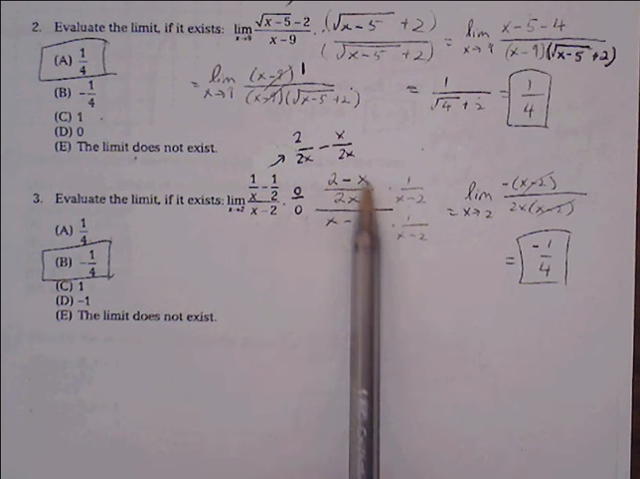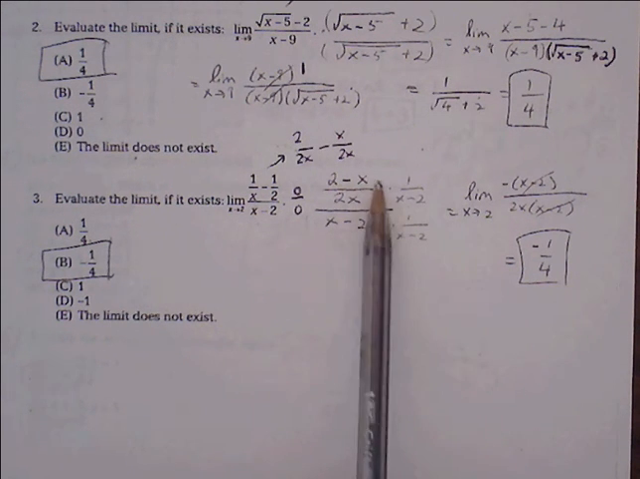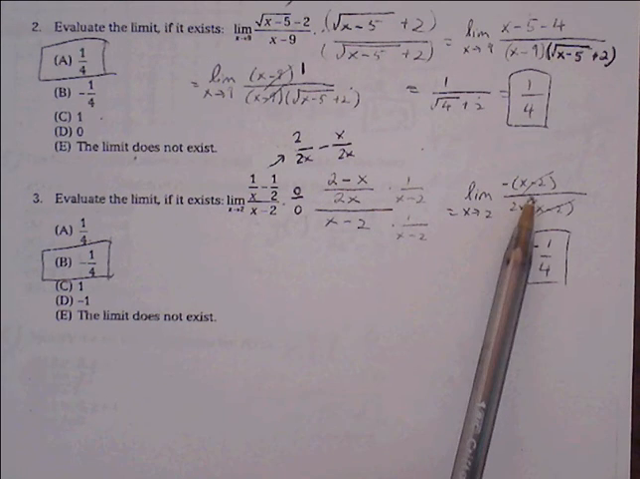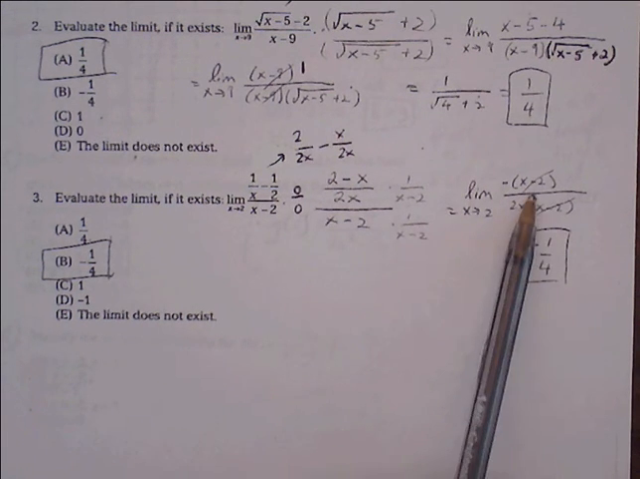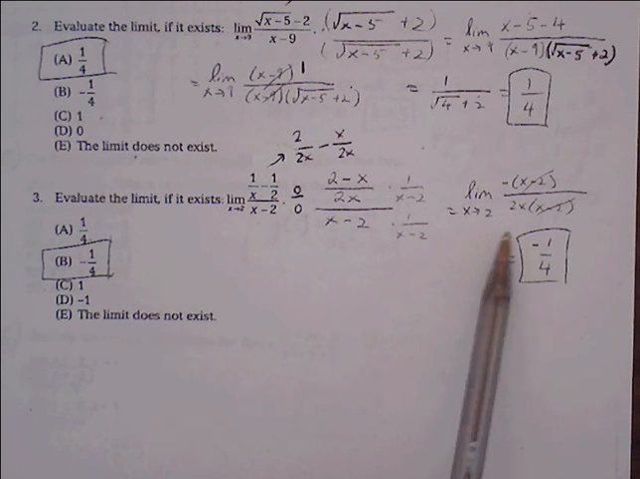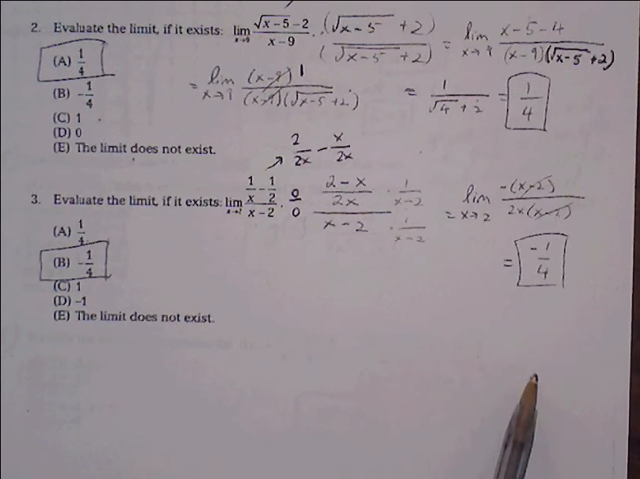The 2 minus x and x minus 2 are off by a factor of -1. So if we factor out a -1, we can get the numerator and denominator to match and cancel out. We're left with -1 over 2x. Plug 2 into the remaining x value, we get -1 over 4.